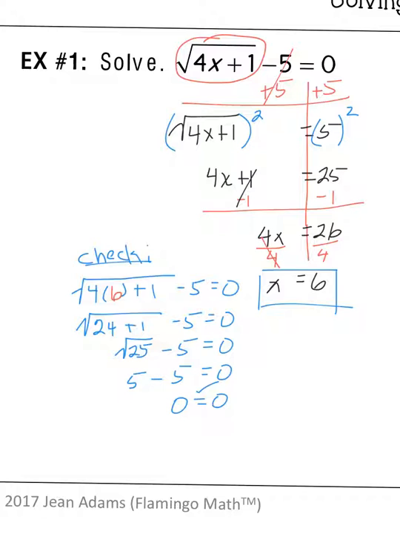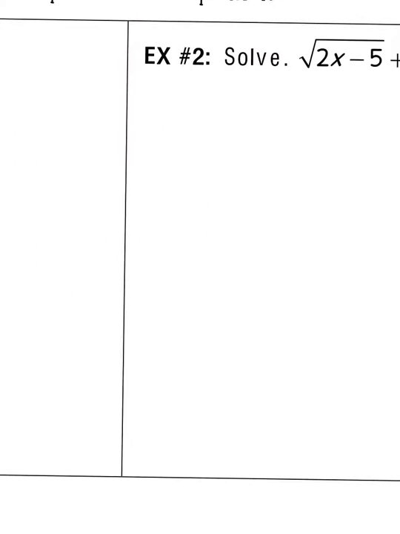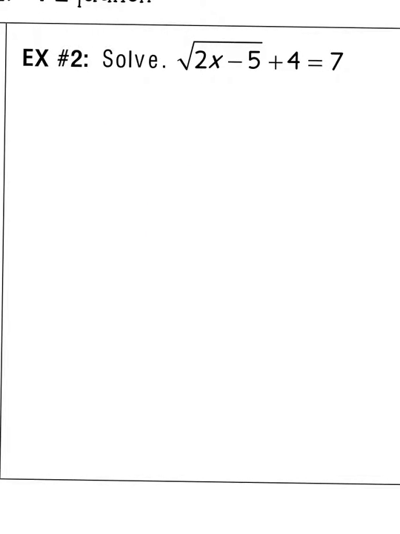So then let's move over here and look at example 2. Go ahead and do this one on your own. Pause the video, and then come back and look at the answer. Okay, so you should have isolated this radical by subtracting 4.